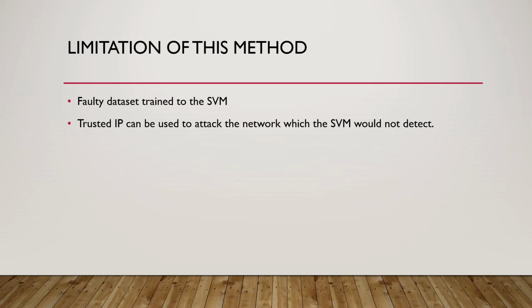The limitation of this method is that if the dataset used to train the SVM has faults in it, the SVM would not work. And if an untrusted IP which was used to train the support vector machine algorithm is further used to generate the attack, the support vector machine would not detect that IP because it has considered it a trusted IP, so the attack would be successful.